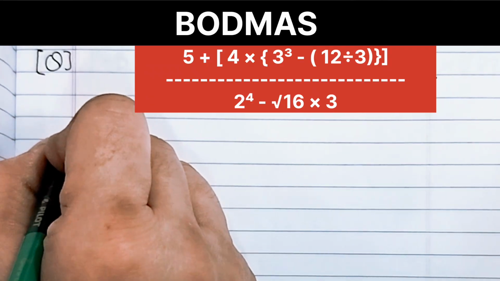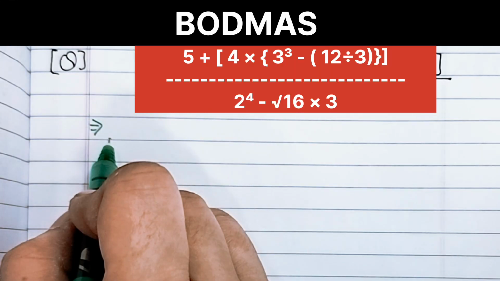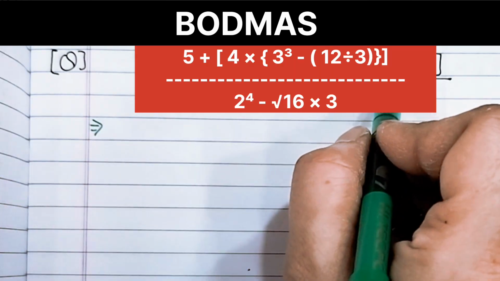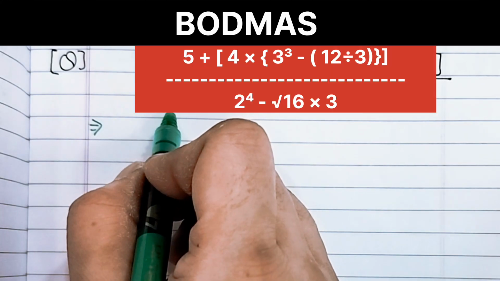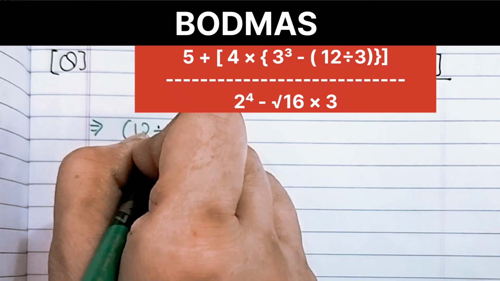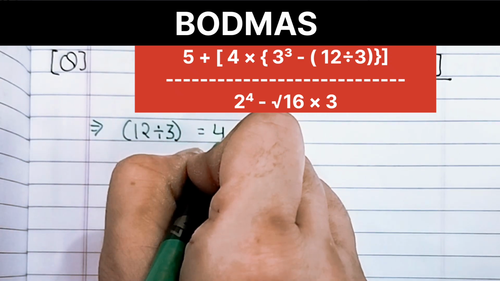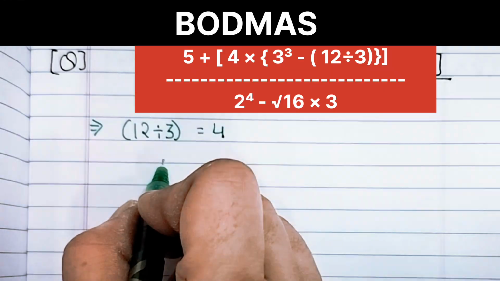Now here is the solution. We'll break down this expression with a step-by-step solution. Step 1, simplify the numerator part. We start from the innermost brackets and work our way out. First the inner parenthesis, which is 12 divided by 3, is equal to 4. In this case, according to BODMAS, we must solve the smallest bracket first.